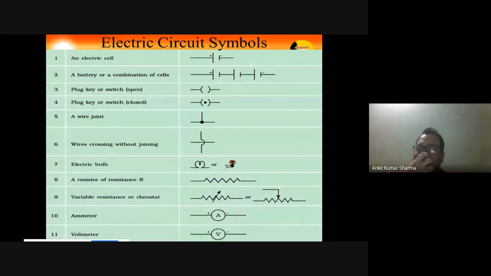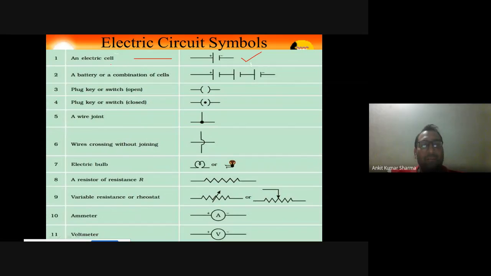Now there are certain symbols used in electrical engineering. So you can see the first one is the electric cell. First one है electric cell, पहला वाला है electric cell. सेल को जो सिंबॉलिक रिप्रेजेंटेशन जिसका सिंबल है वो कुछ इस तरीके से बनेगा, one plus and the second one is minus. Plus and minus is shown for the electric cell, only cell.